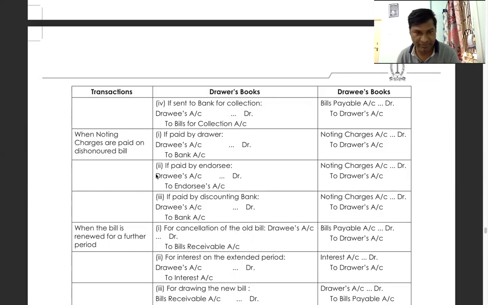And the same transaction is given with a different treatment in the books of drawee. In the books of drawee, the entry is noting charges debit to drawer, drawer to bank. Noting charges debit to drawer in the books of drawee. Whom it is endorsed to is immaterial for the drawee.